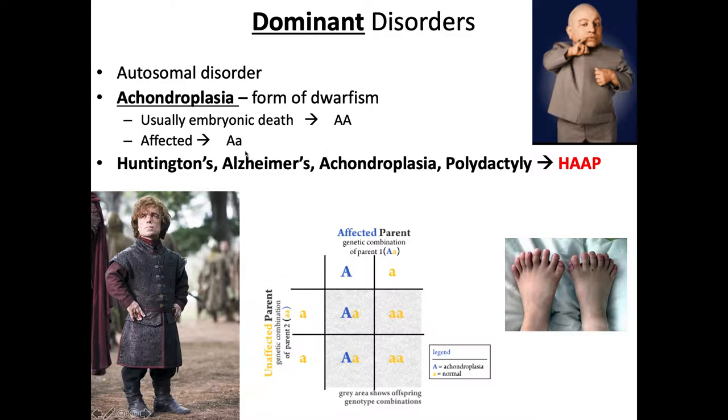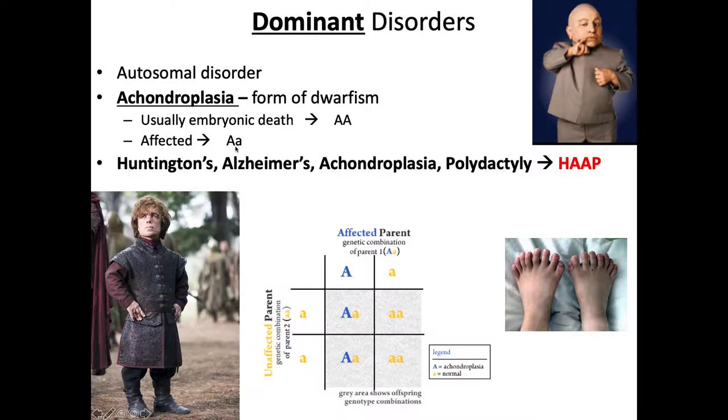So that would end up in a miscarriage. But if the individual is heterozygous, where they only have one dominant allele and the other one is recessive, they will express the dominant disorder trait symptoms. They are affected. An example is achondroplasia. Achondroplasia is a type of dwarfism. There are other types of dwarfism; this is only one type.